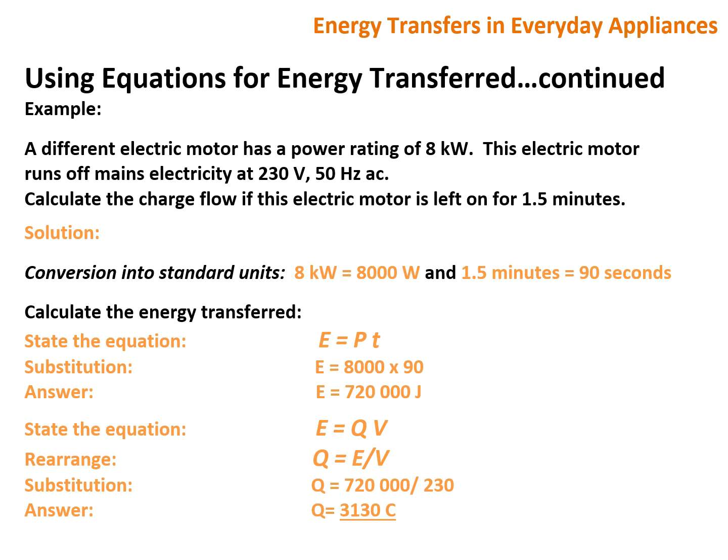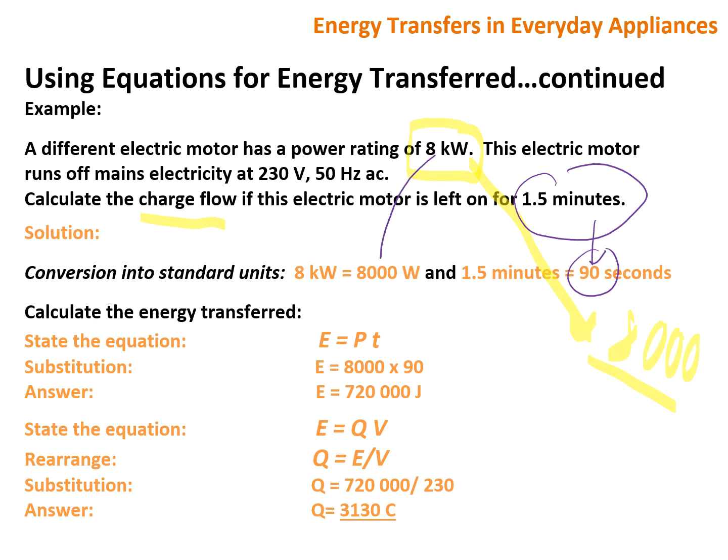Similar. A different electric motor has a rating of 8 kilowatts. So again, I'm straight to thinking 8 kilowatts, 8,000 watts. This time they want to get the charge flow, so they're trying to do 2 equations. It makes it difficult to answer. However, on the first section, where they've given you 1.5 minutes, it's easy to convert to 90 seconds, easy to convert your 8 kilowatts to 8,000 watts, and you can work out energy.